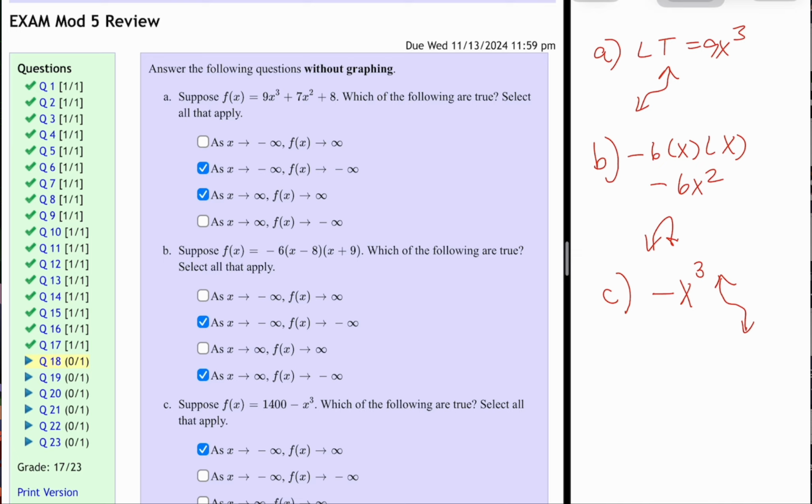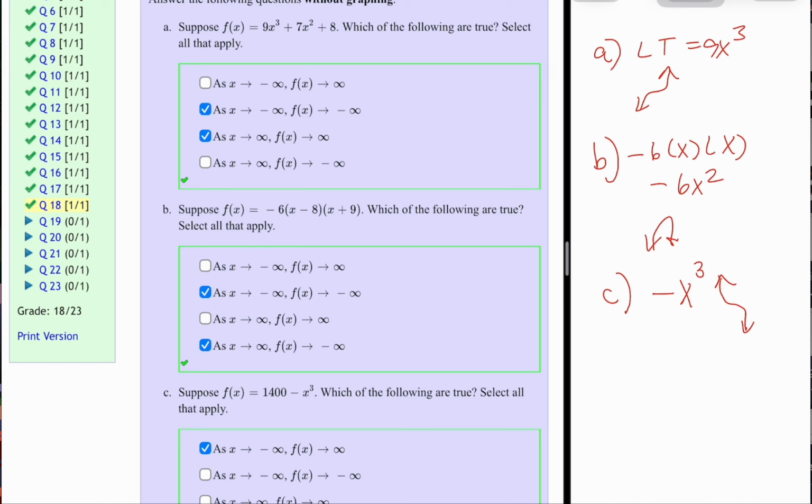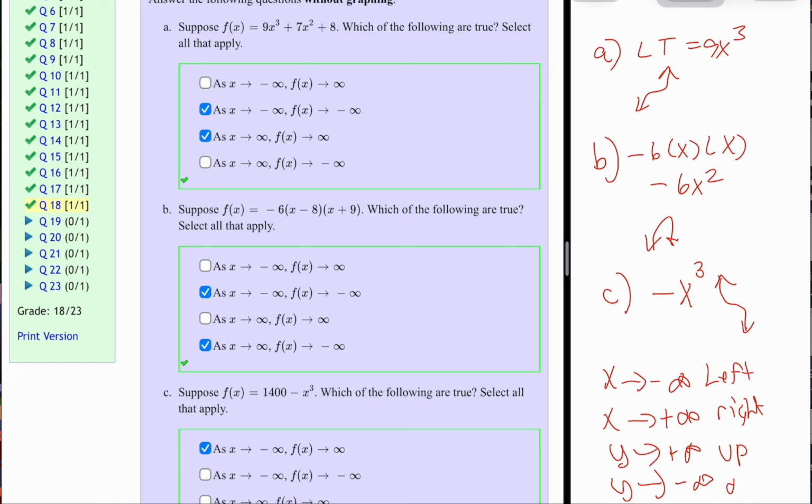So just watch that notation. Don't confuse what you're doing. X going to negative infinity means left. X going to positive infinity means right. Y going to positive infinity means up. Y, or f of x, going to negative infinity means down. Okay. So that's question 18.